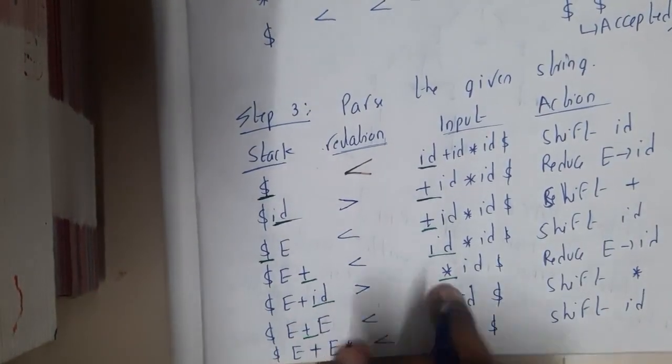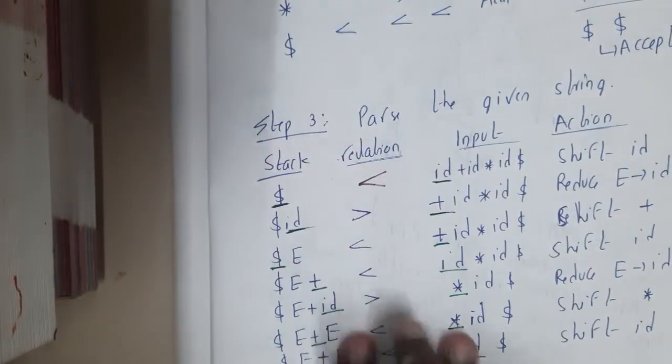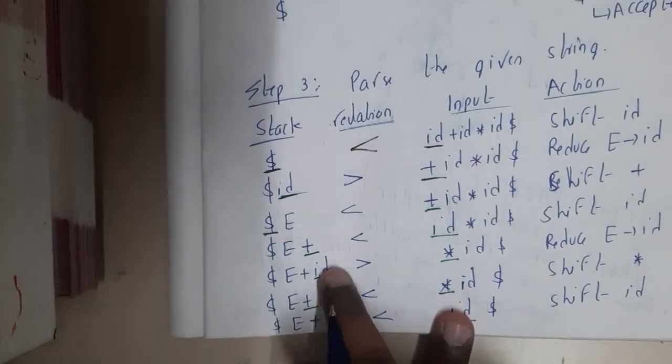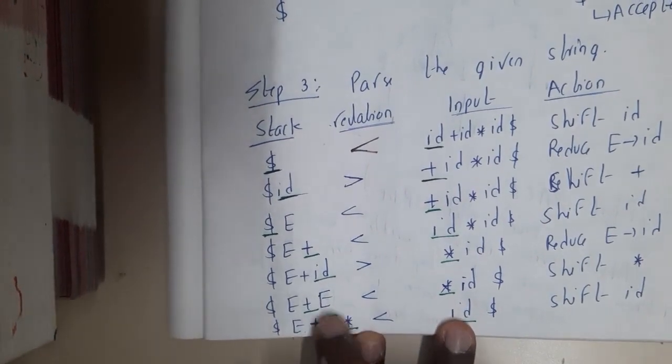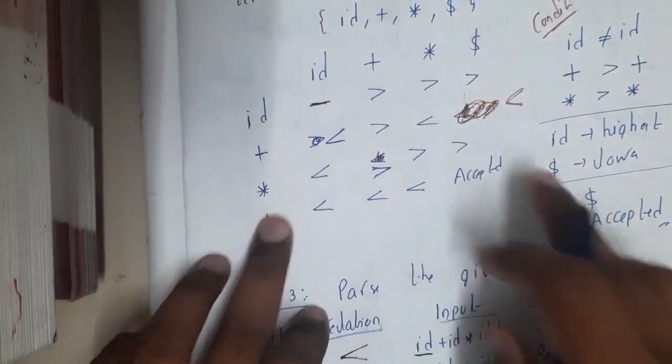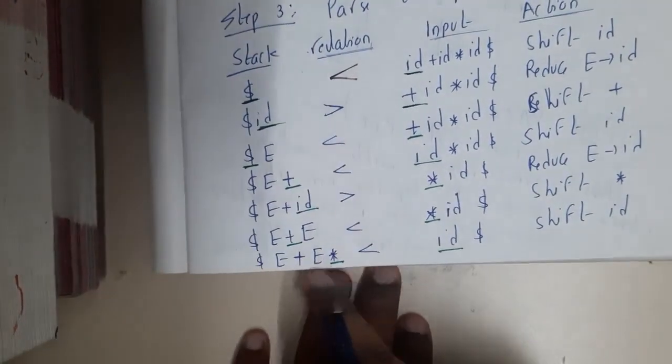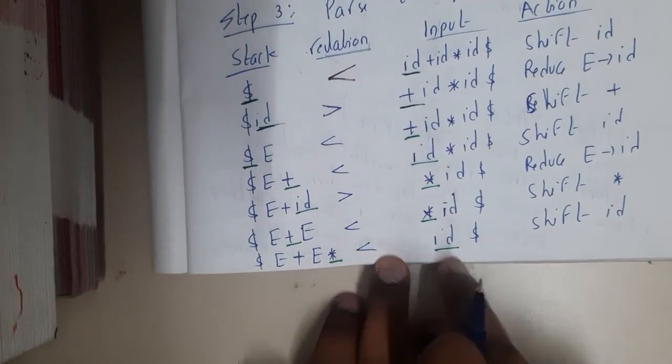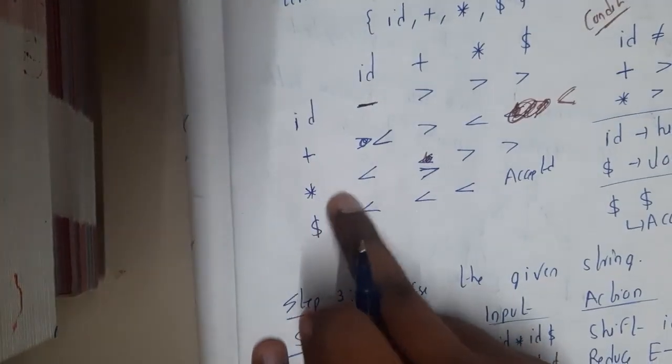So again id with the star. So id with the star is a greater than. So you need to reduce this id to e. Now this e cannot be checked with this star, so plus with the star is less than. So just shift. Similarly, you will be continuing, guys. So star with id is less than.